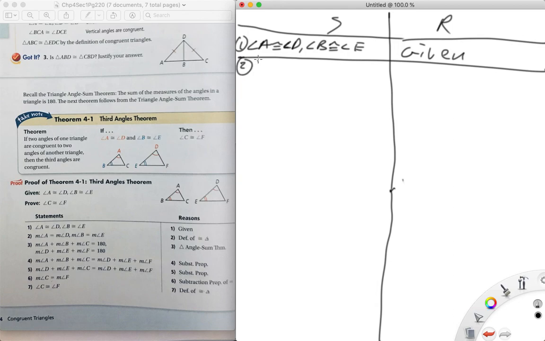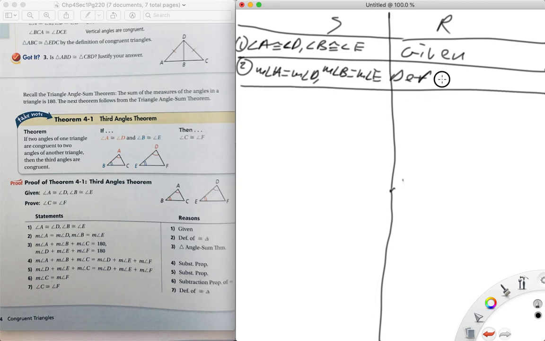And number two, if they're congruent, then they're equal. So measure of angle A is equal to measure of angle D. Measure of angle B is equal to the measure of angle E. Definition of congruency, or congruent angles.